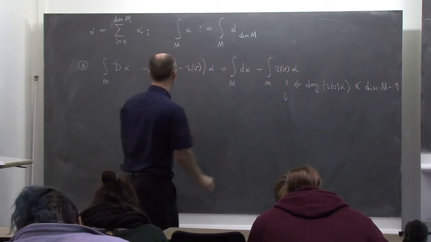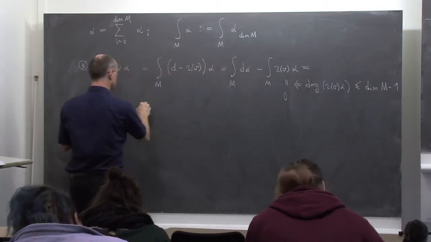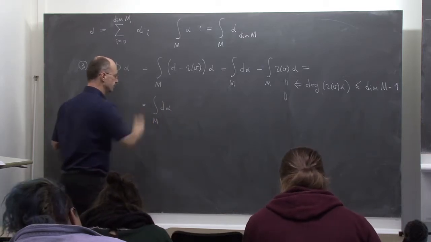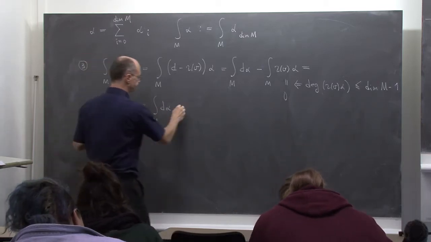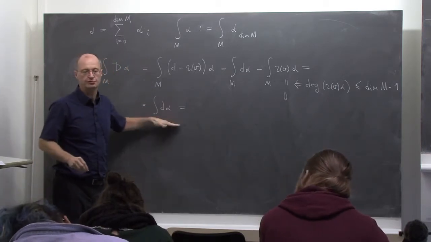Right? So this means that what we get is simply an integral of d alpha. Now, well, d alpha may also be a form of a mixed degree.